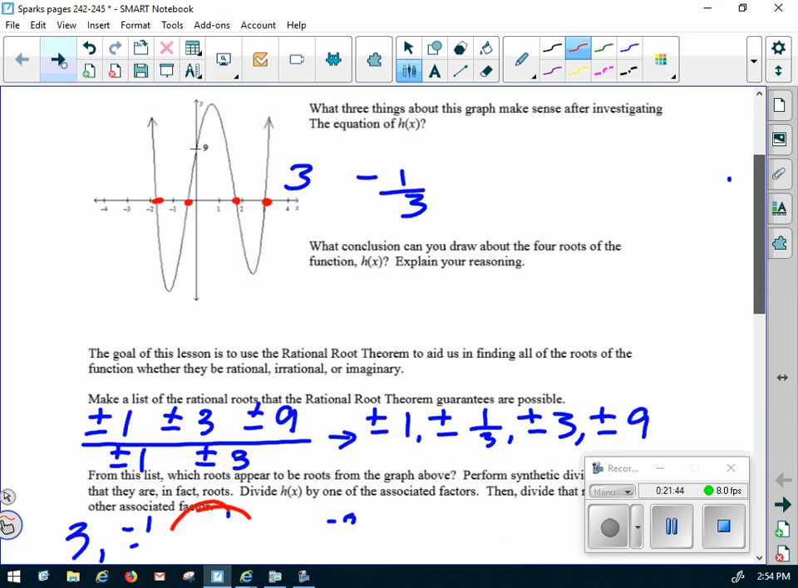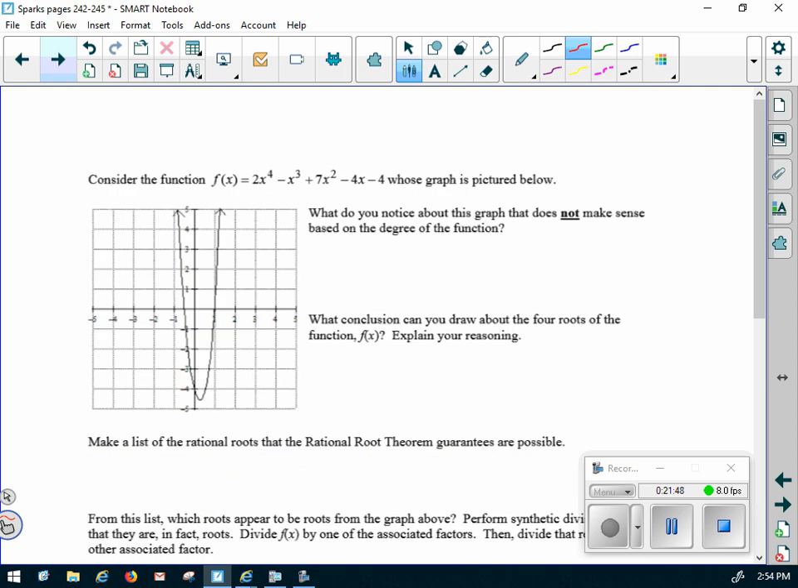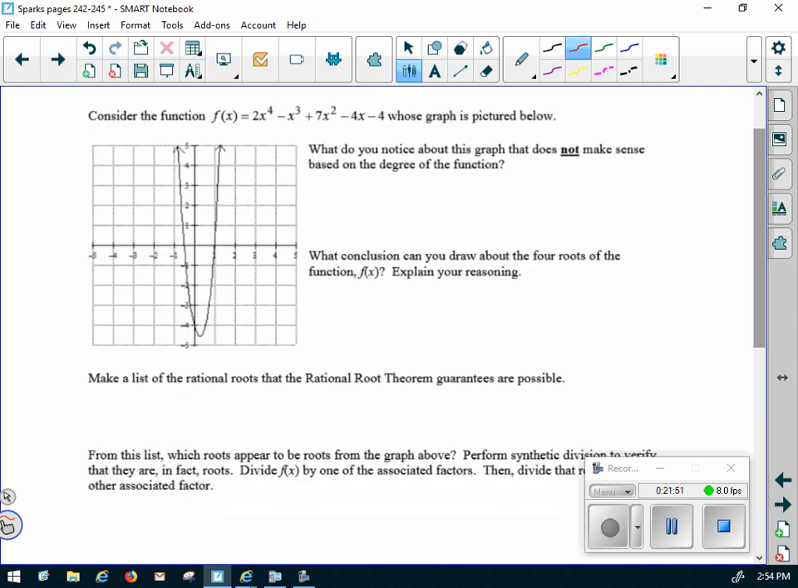Next page. Next page. All right, here we go.